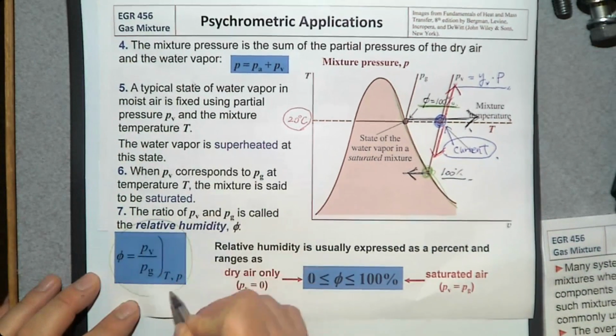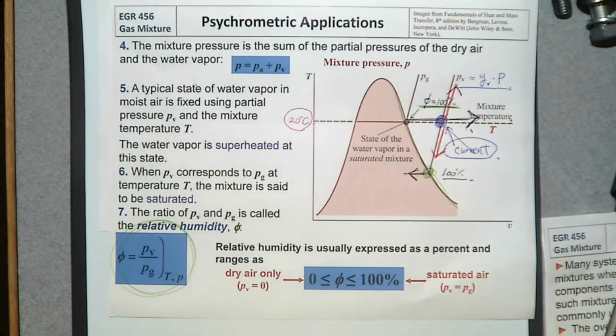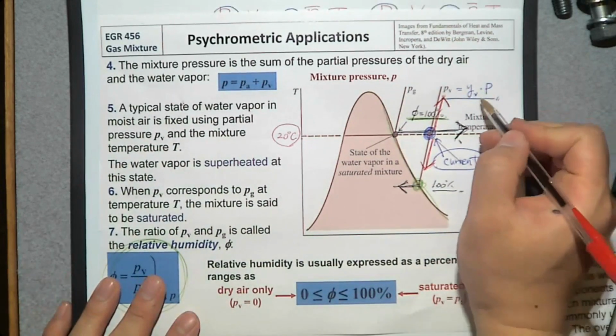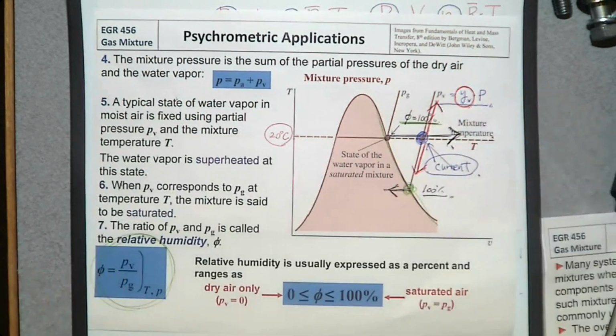So this phi is what we use a lot in our real life. This one has a value between 0 and 100. 0% means that there is no water vapor. You only have dry air. If you don't have any water vapor, what is the mole fraction of water vapor? 0, because you don't have any water vapor. So if the mole fraction of water vapor is 0, then the partial pressure of water vapor, PV, is 0. So this relative humidity is going to be 0.